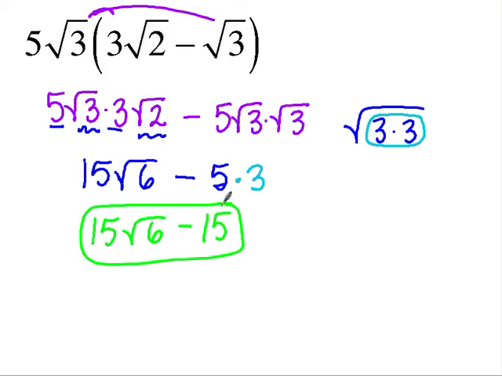Another way to view this, if you're struggling with this one right here, what is 3 times 3? 9. What's the square root of 9? 3. So that's another way to view it. If the pairs kind of confused you, look at it as the square root of 9.